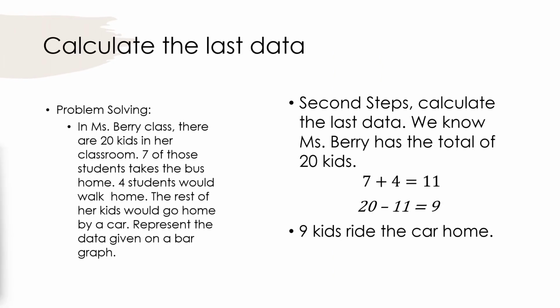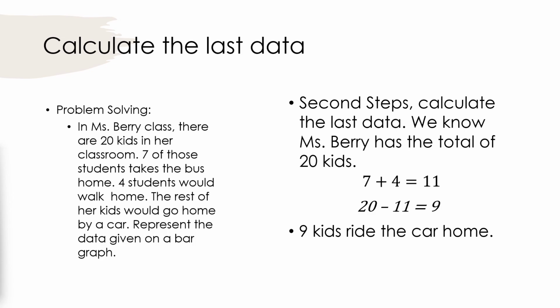Second step, we need to calculate the last data. We know Ms. Berry has a total of 20 kids. 7 plus 4 is equal to 11. 20 minus 11 is equal to 9. Therefore, 9.